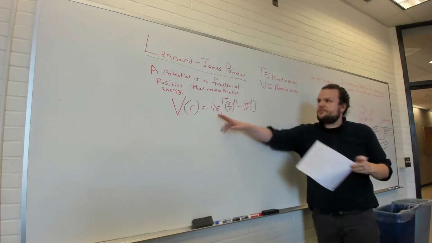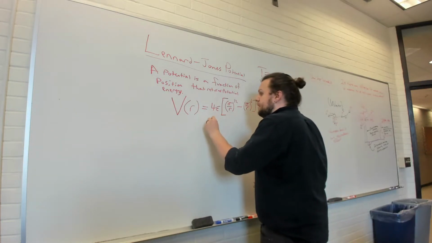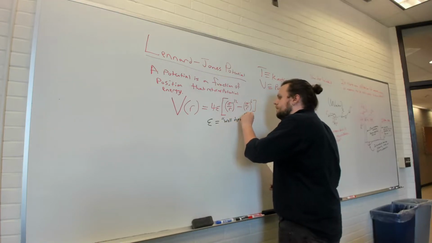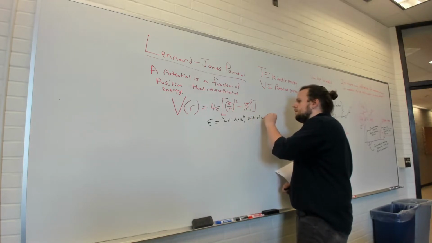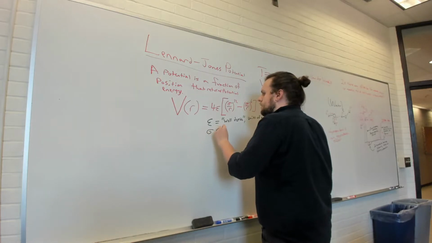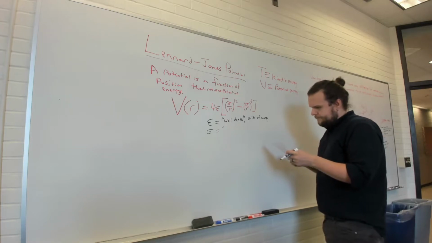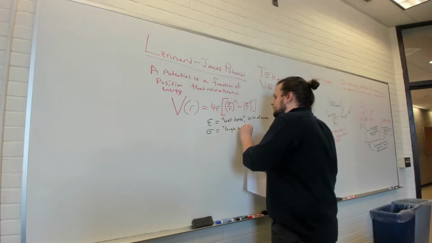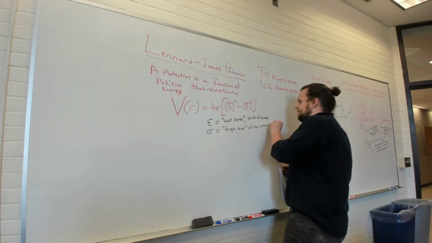There's two constants, epsilon and sigma. Epsilon is called the well depth. I'll explain what that means in a second. And it has units of energy. And sigma is called, I don't know what they call it exactly, we'll call it the size, or the length scale of the interaction. And it's in units of length.